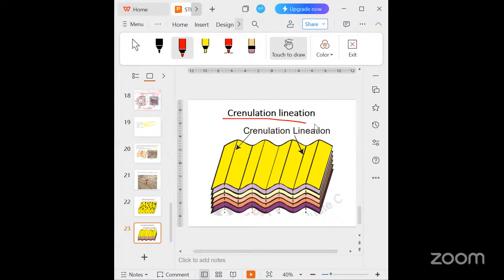Crenulation lineation. They form when any planar surface such as foliation is affected by folding on small or microscopic scales, so that the hinge lines of these folds are aligned in a particular direction. This is called crenulation lineation. You see here, up is crenulation and down is lineation.